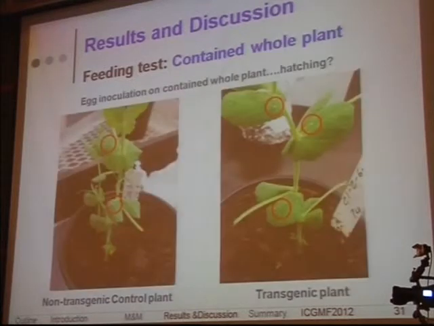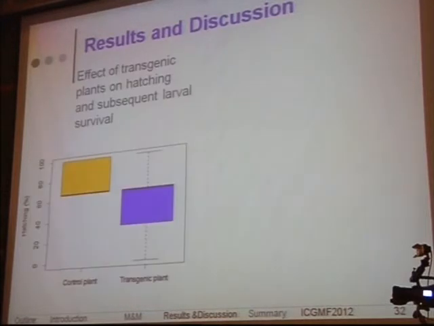For that, we thought to use the whole plant, and for this we laid eggs on the plants, non-transgenic and transgenic, so there are different eggs on the plants. First of all, we looked at the hatching percentage of the eggs. And of course, there should not be too much difference between control and transgenic plants because there is nothing to do with the Cry gene at this step.